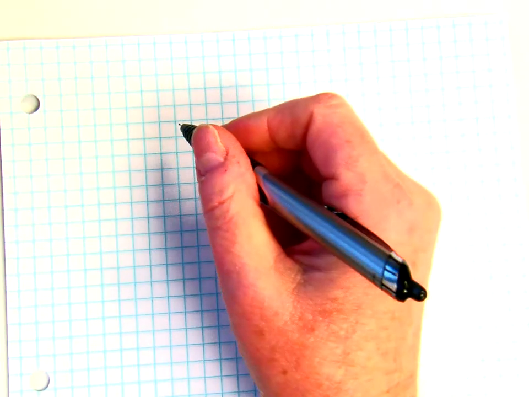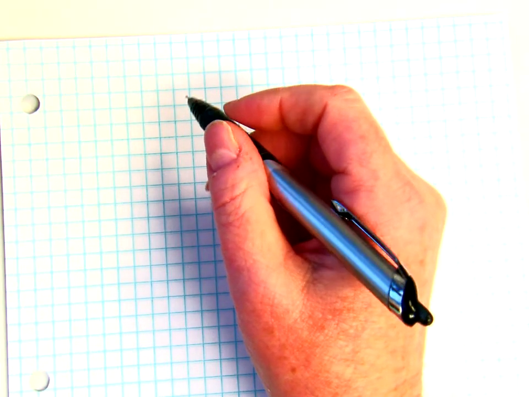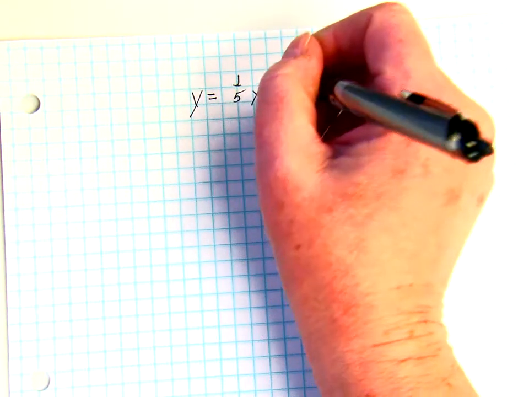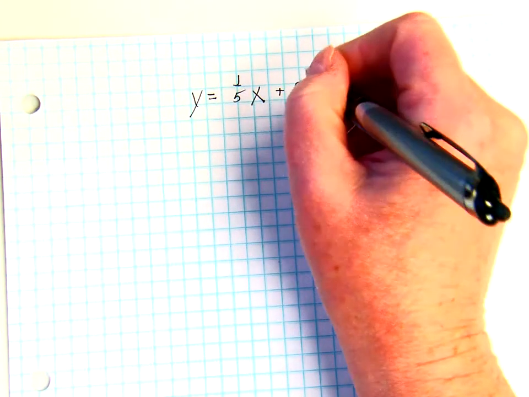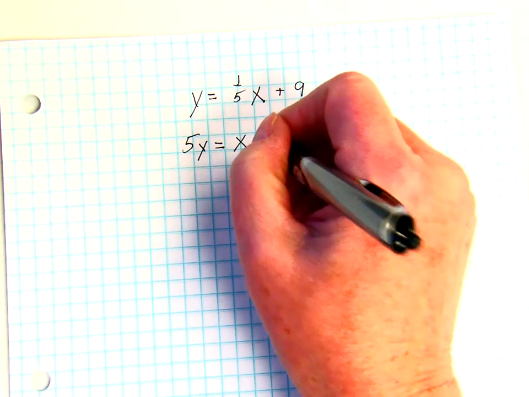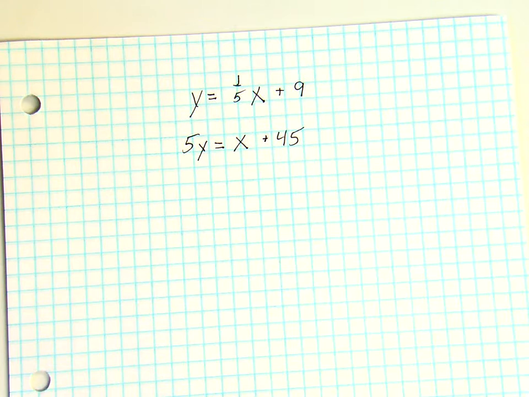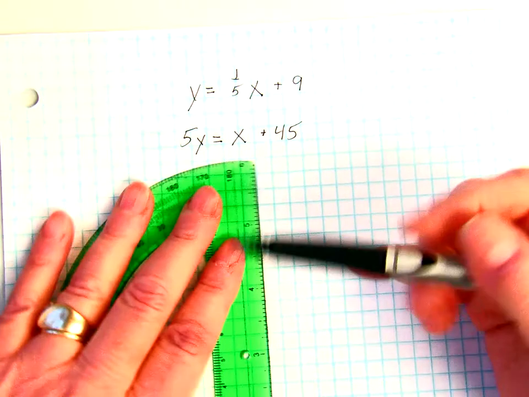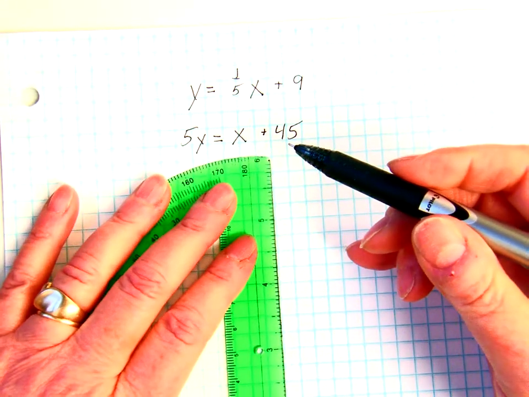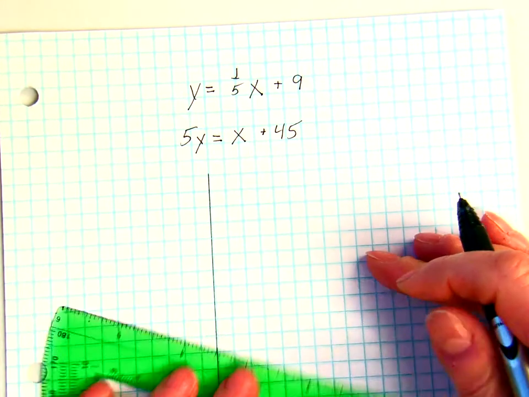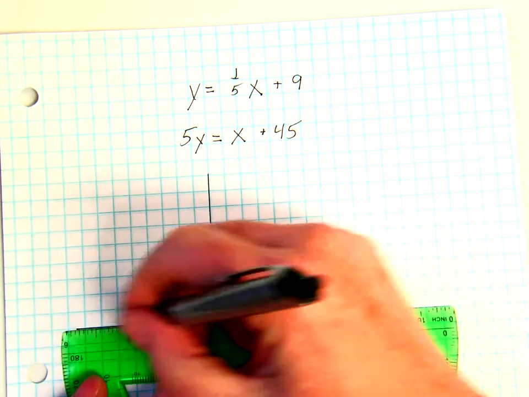Let's say we have y equals 1/5 x plus 9, and 5y equals x plus 45. This one we can go ahead and just straight out graph. So I'm going to go ahead and build my coordinate plane. Let's do it over here so that I have some calculation room over there. So here's my coordinate plane.